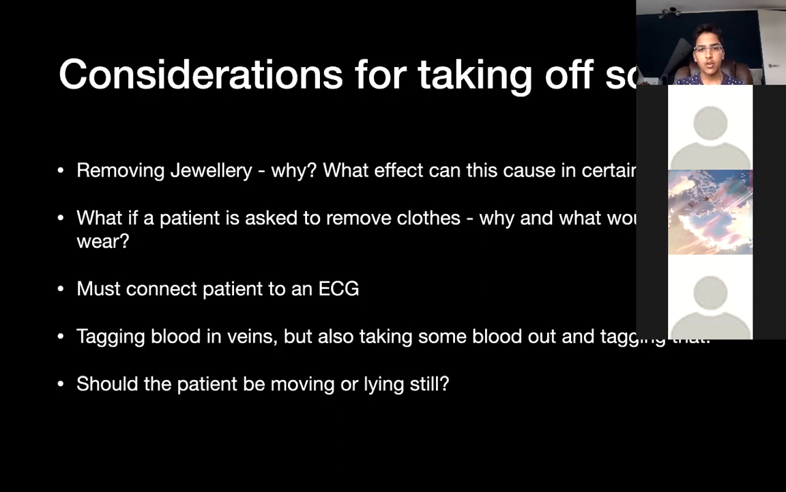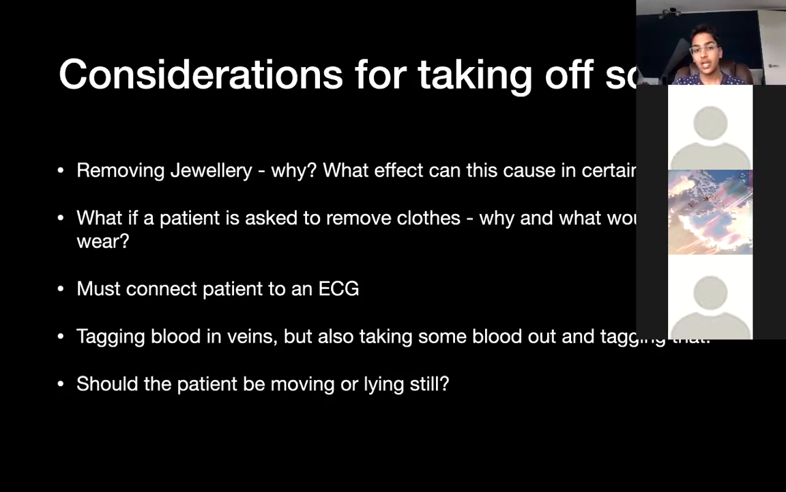So the body doesn't see it as a foreign object and attack it. Kind of. I'm not entirely sure about this, but I think it's because it maximizes the amount of blood that is exposed to the radionuclide. If it's inside the blood, it might collect in a certain place or not enough blood cells pass it. But if you inject it ex vivo, you can make sure that the blood is mixed. So when you put it back into the vein, there's lots of blood coming into contact with the radionuclide. I'm not entirely sure about that, but I will double check that.